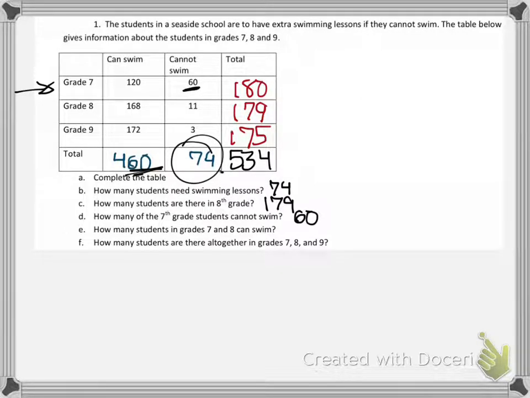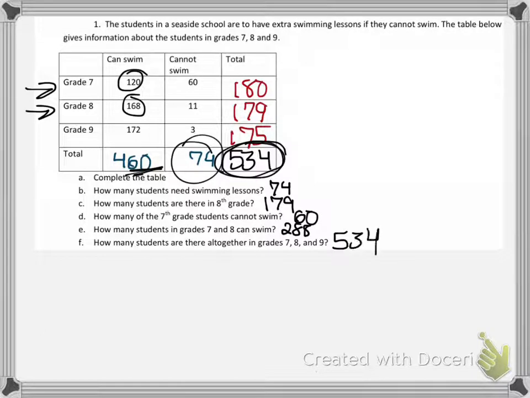How many students in grades 7 and 8 can swim? Now let me erase all this extra stuff. All right. We're talking about grade 7 and grade 8, and we're talking about those who can swim. So that means these guys and these guys. So I'm going to add 120 plus 168 and get 288. And then that last question, how many students are there all together in grades 7, 8, and 9? Well, here you go. It's the grand total right here, which is 534. And that's it.